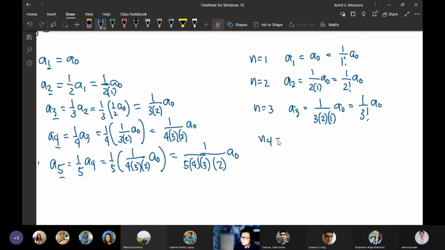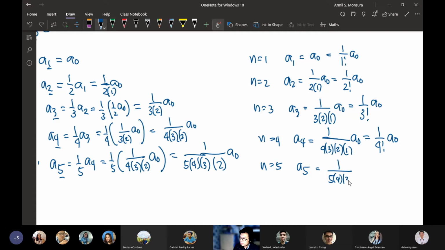So when n equals 4, A4 is 1 over, tingnan ito ha, 1 over 4 times 3 times 2. And again, pwede ko lagyan ng times 1 without changing the value of this. Okay? Times A0. So that can be written as 1 over 4 factorial A0. Okay? And when n equals 5, mali pala yung sunod ko dito. This is when n equals 4. And then when n equals 5, A5 equals 1 over 5 times 4 times 3 times 2 times 1 times A0 equals 1 over 5 factorial times A0.